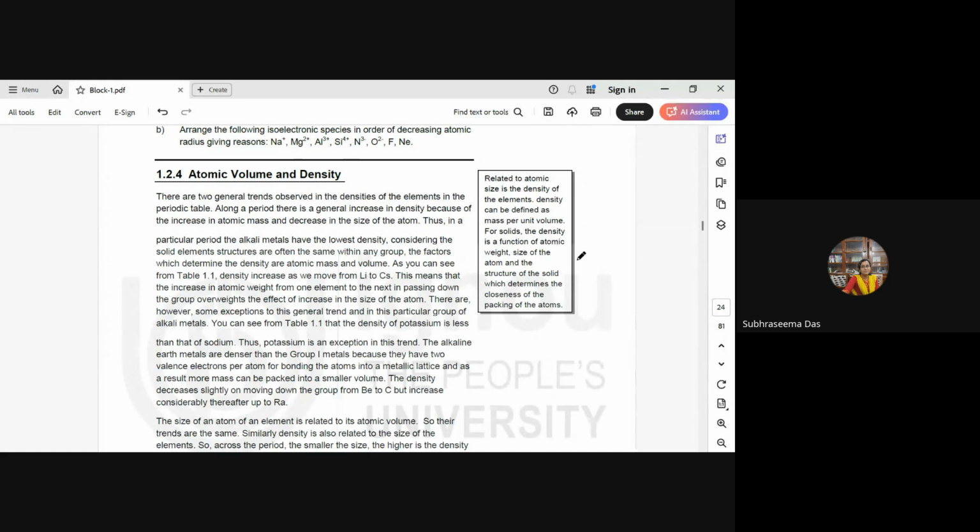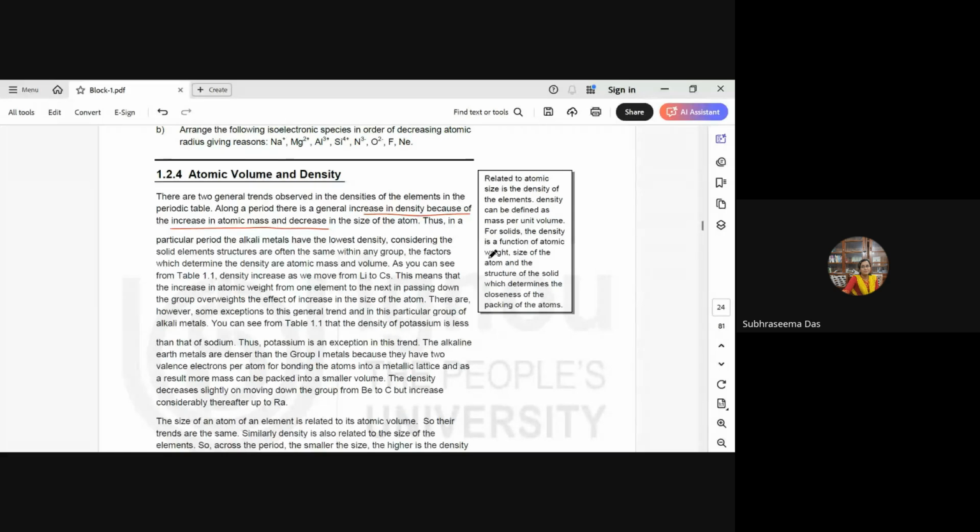Then coming to atomic volume and density. There are two general trends that are observed in the density of the elements in the periodic table. In general, there is an increase in density because of the increase in atomic mass and decrease in size of the atom. This is a general trend: along the period there is an increase in density, because of the increase in the atomic mass and decrease in size of the atom.